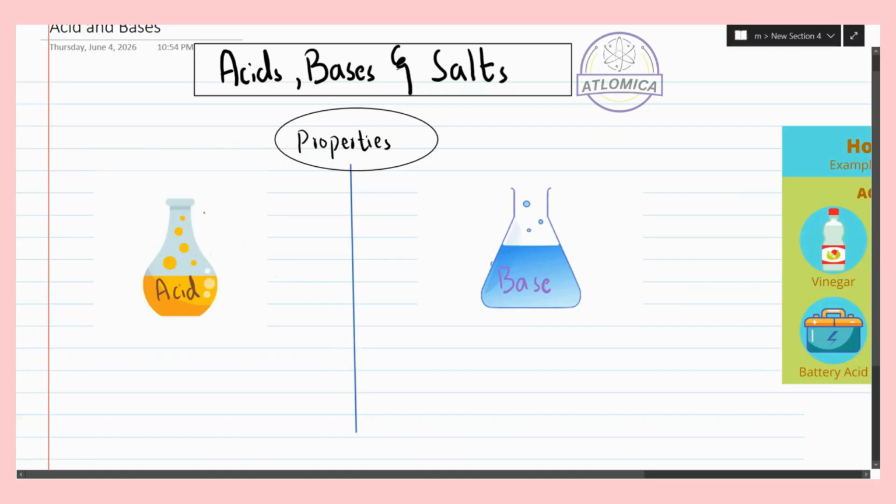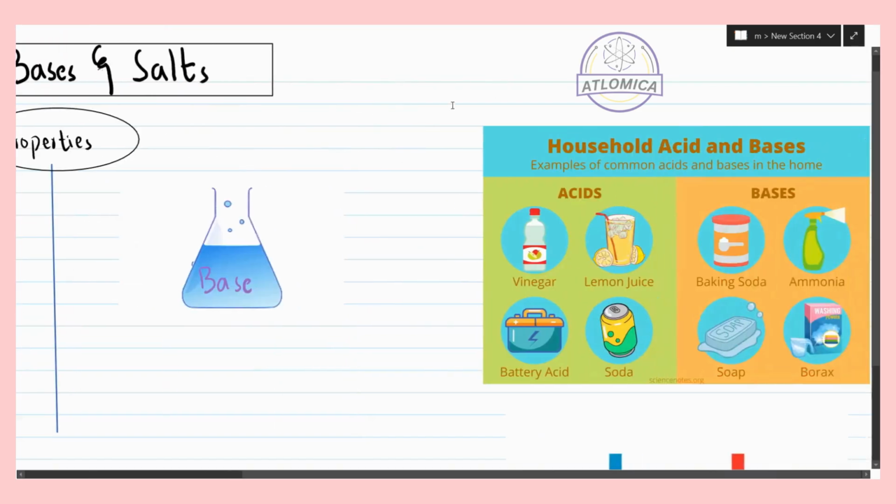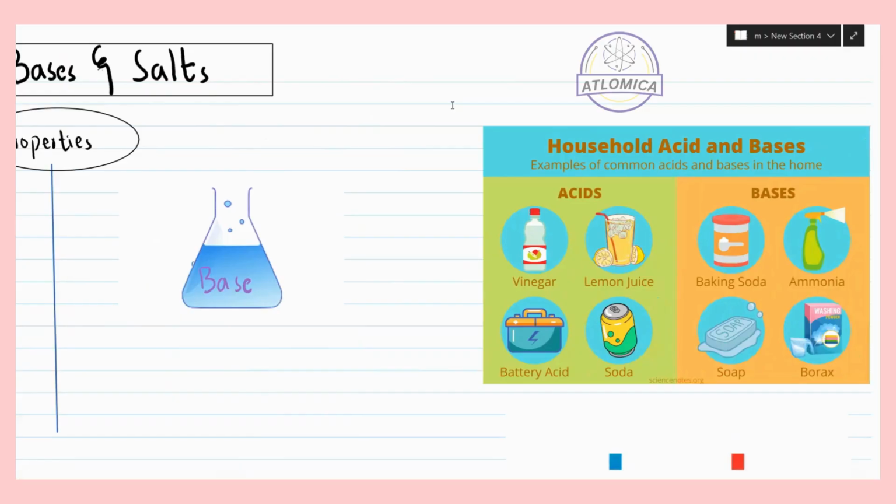Acid is a solution. You should know that acid is a solution. Base is a solution. So they both are sort of solutions. And the most common examples of acids and bases that are all around you are vinegar, lemon juice, battery acid, soda. You have baking soda as a base, ammonia, borax, and soap.